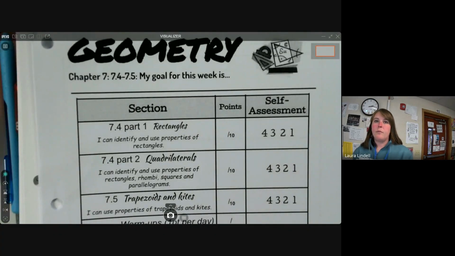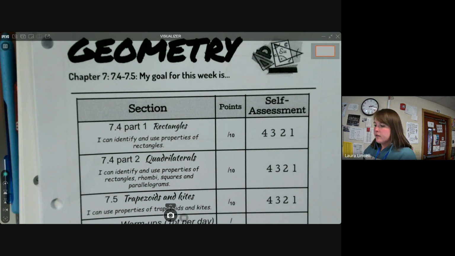So yesterday we talked about 7.4 part 1, which was just about rectangles. Today we're moving on to part 2, which also involves other quadrilaterals. We're going to have squares, we're going to have rhombuses, and then also we're going to still have rectangles and parallelograms and all that good stuff.